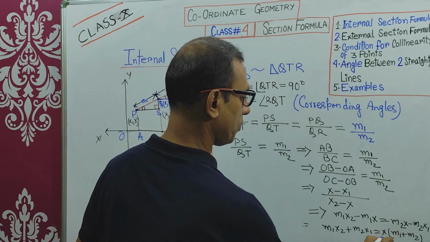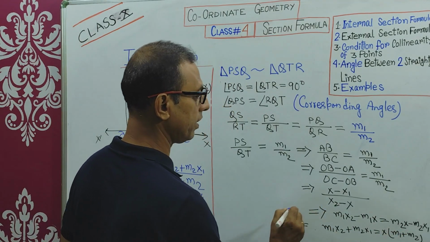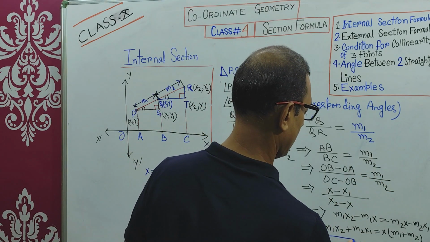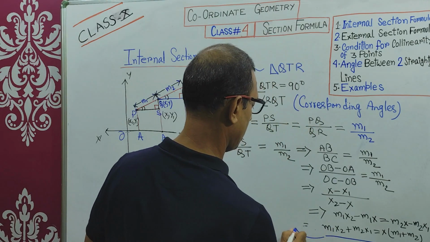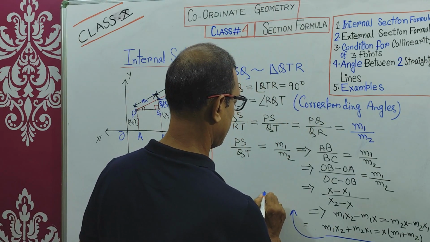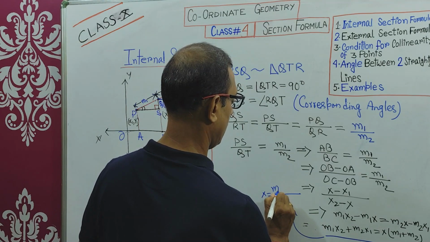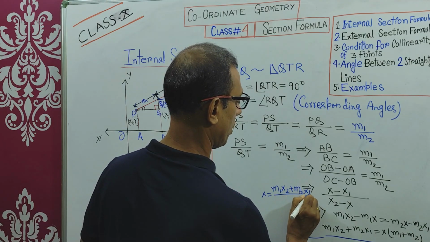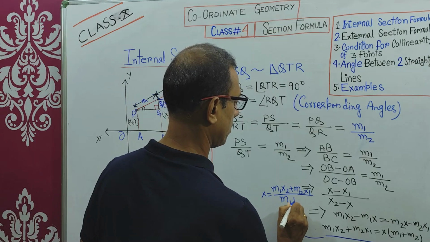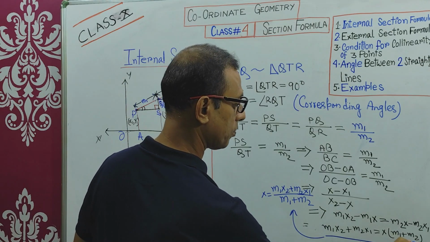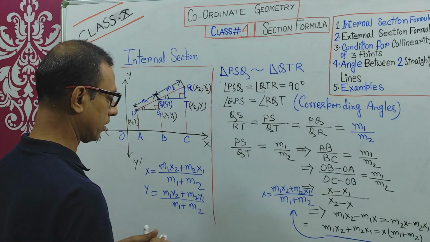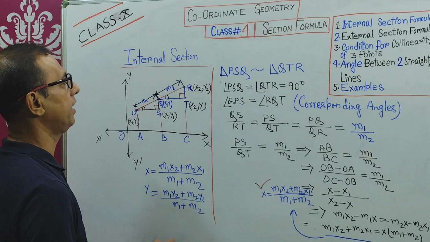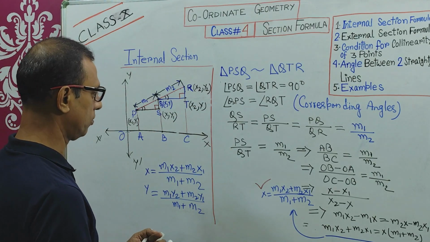So now how will we find x? The value of x will be, from here I can write, x equals M1 x2 plus M2 x1 by M1 plus M2. So from this line it is proven. This is the formula of x, M1 x2 plus M2 x1 by M1 plus M2. Similarly you can do it for the y coordinate also.